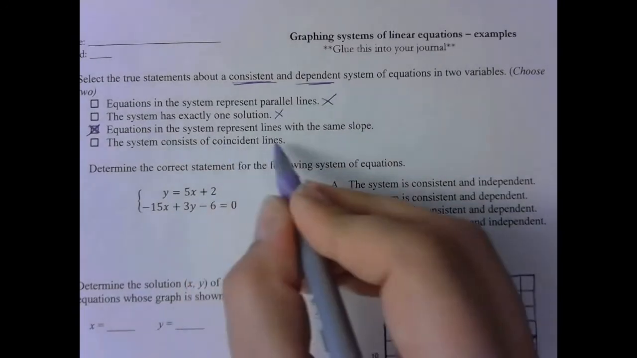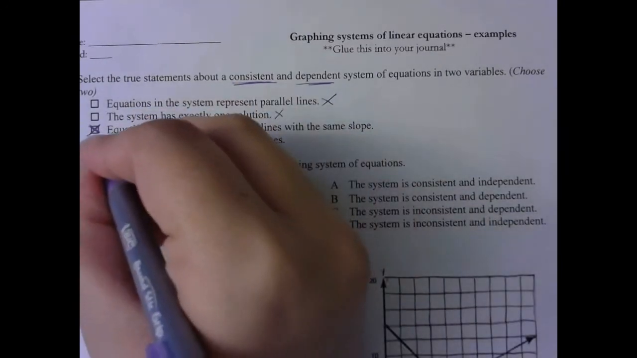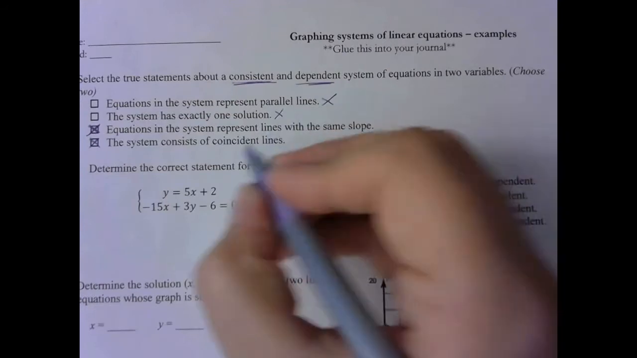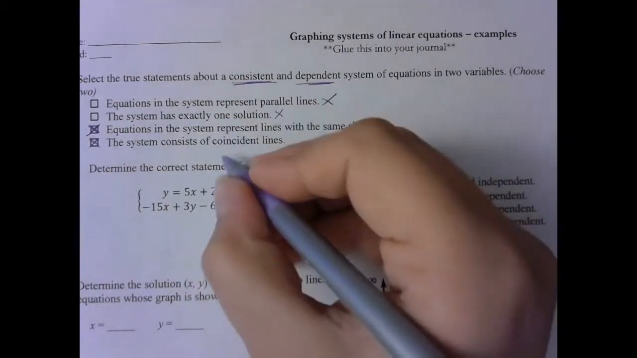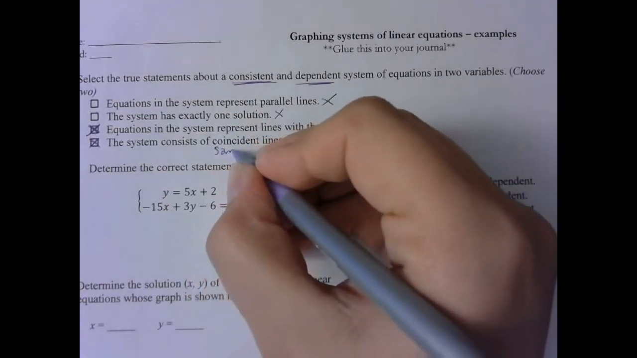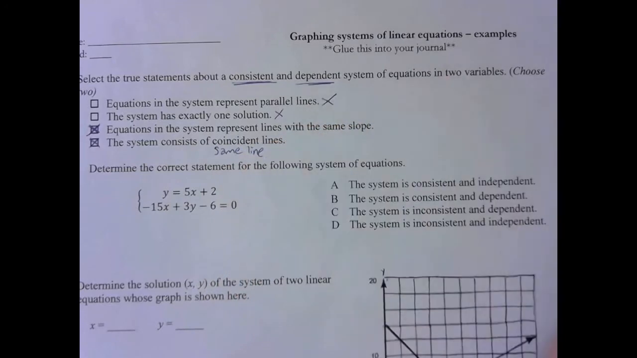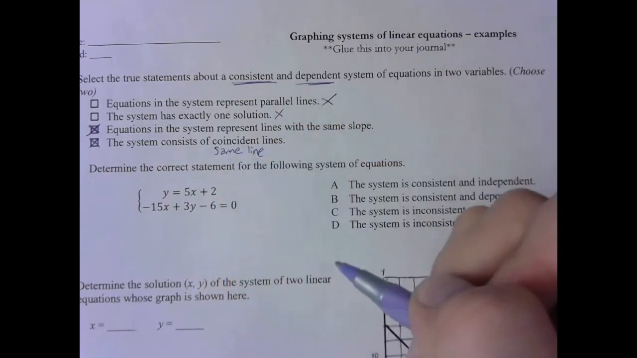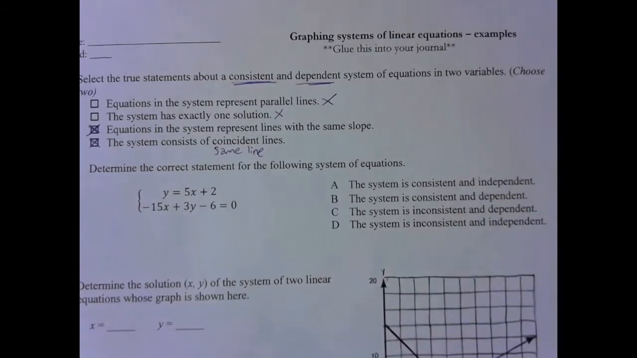And they're coincident. Ooh, that's a word I forgot to mention. So coincident means they're on top of each other. They're the same line. The exact same line. Same slope, same y-intercept. So coincident, that's a good word to know. All right, that one wasn't so bad.